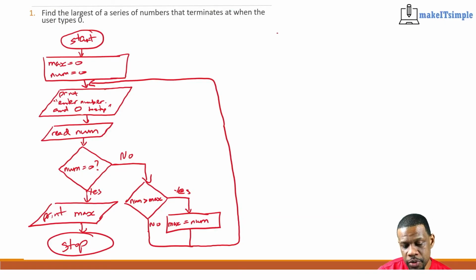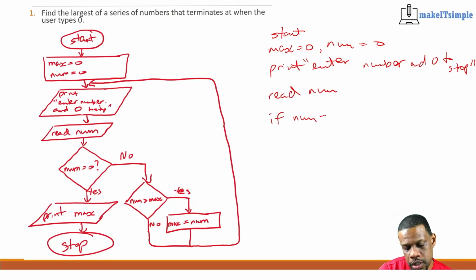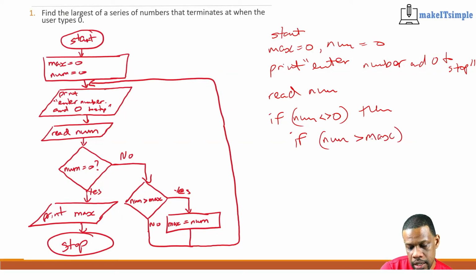So the actual algorithm will be: start, max equals 0, num equals 0, print enter number, and 0 to stop. And then I read the number, and I say if num is equal to 0, then what will happen? Okay, sorry, I'm going to do it this way. If the number is not equal to 0, what do I want to do? I want to say if num is greater than max, then max is equal to num. And this will say while number is not equal to 0. And then, end while.